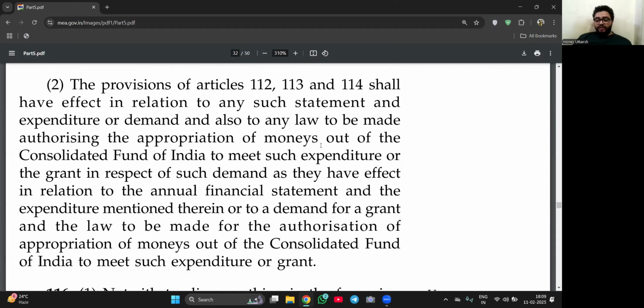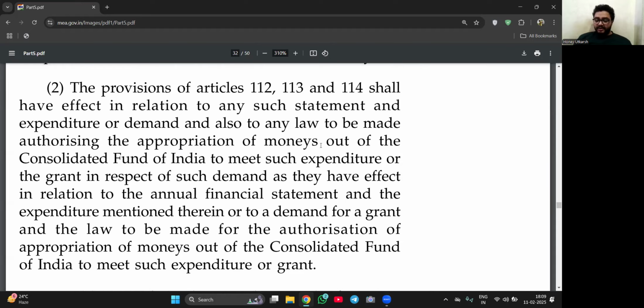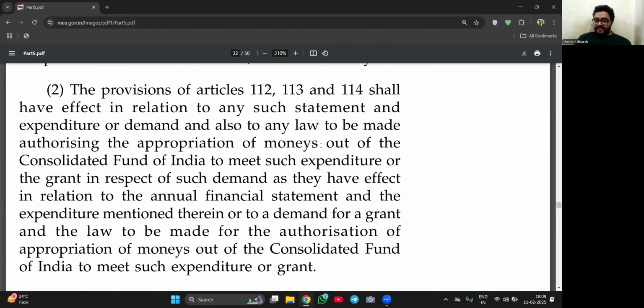So Article 115 talks about three types of grants, which are discussed in brief as following: supplementary grants, additional grants, and excess grants. Supplementary grant is a grant when the amount authorized by the Parliament through Appropriation Act for any particular service for the current financial year is found to be insufficient for that year.